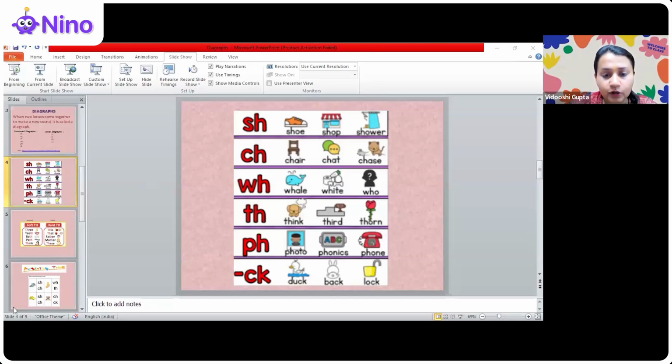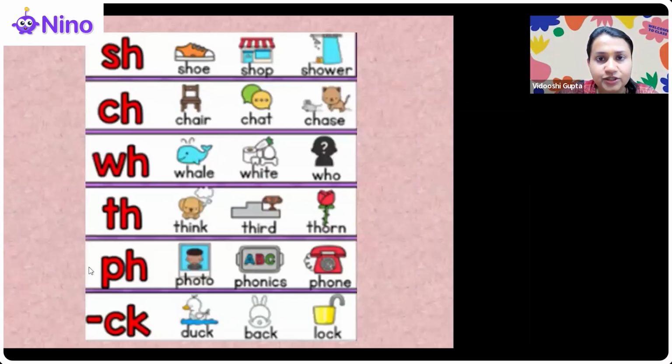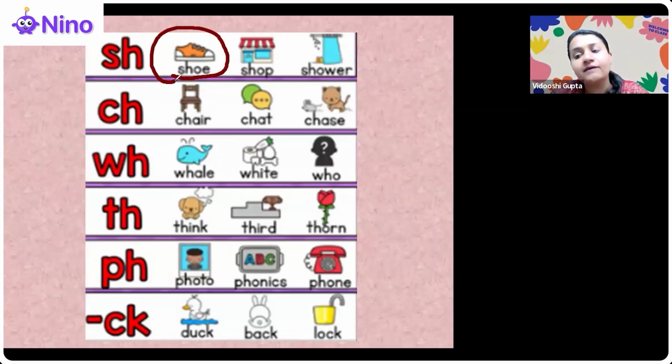We are going to take up the consonant digraph sh. Okay, S and H coming together to make the consonant digraph sh. For example, in the word shoe, sh, oo. Now here, if you see, we have a consonant digraph and also a vowel digraph. S and H coming together make the consonant digraph sh, and O and O together make the vowel digraph oo. So that is shoe.